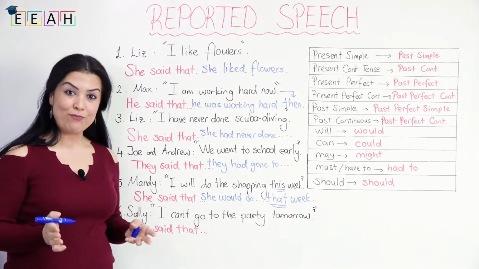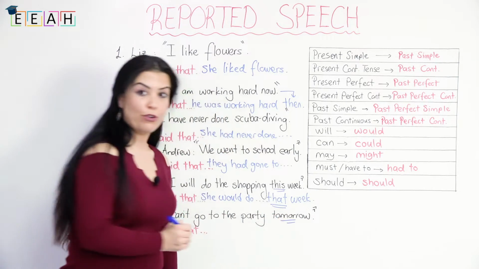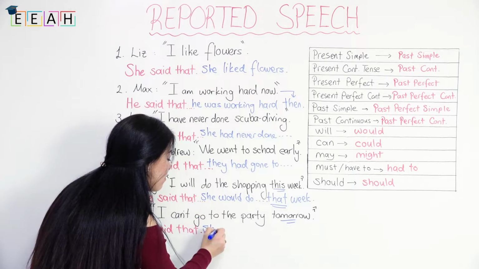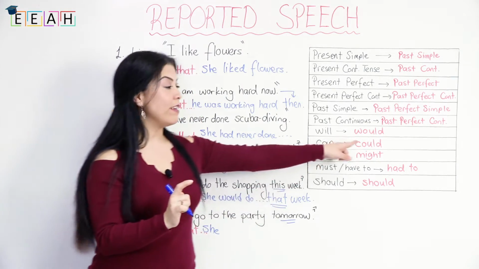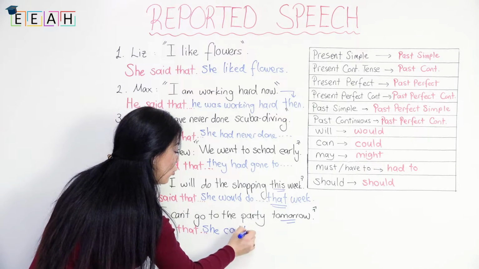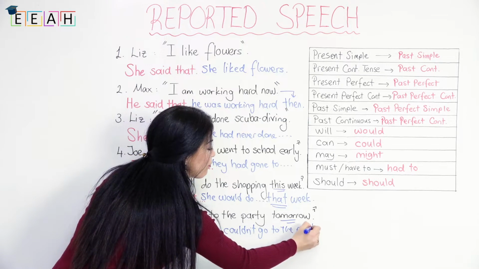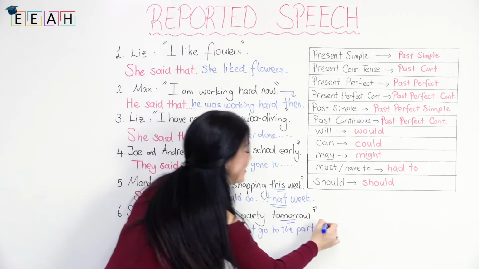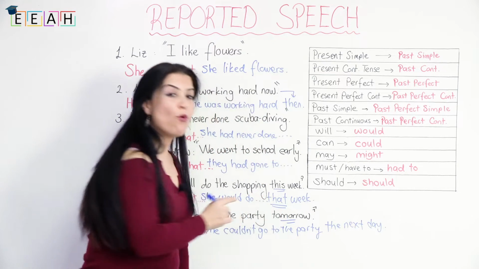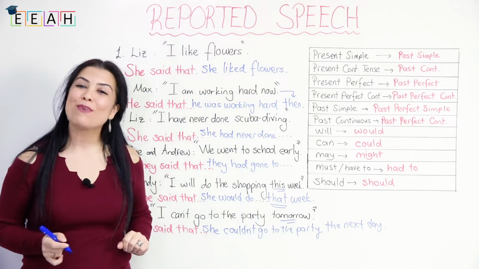Number 6, Sally says, "I can't go to the party tomorrow." Okay, so how do we report this? She said that she, remember can is reported as could, so we say she said that she couldn't go to the party the next day. So we report the time expression tomorrow as the next day in reported speech.